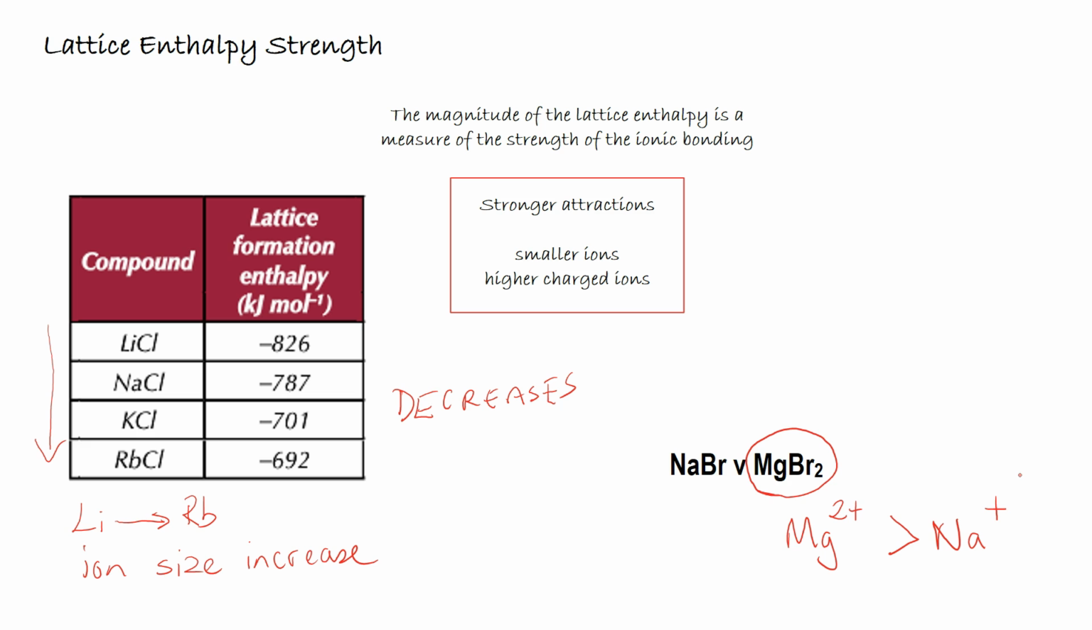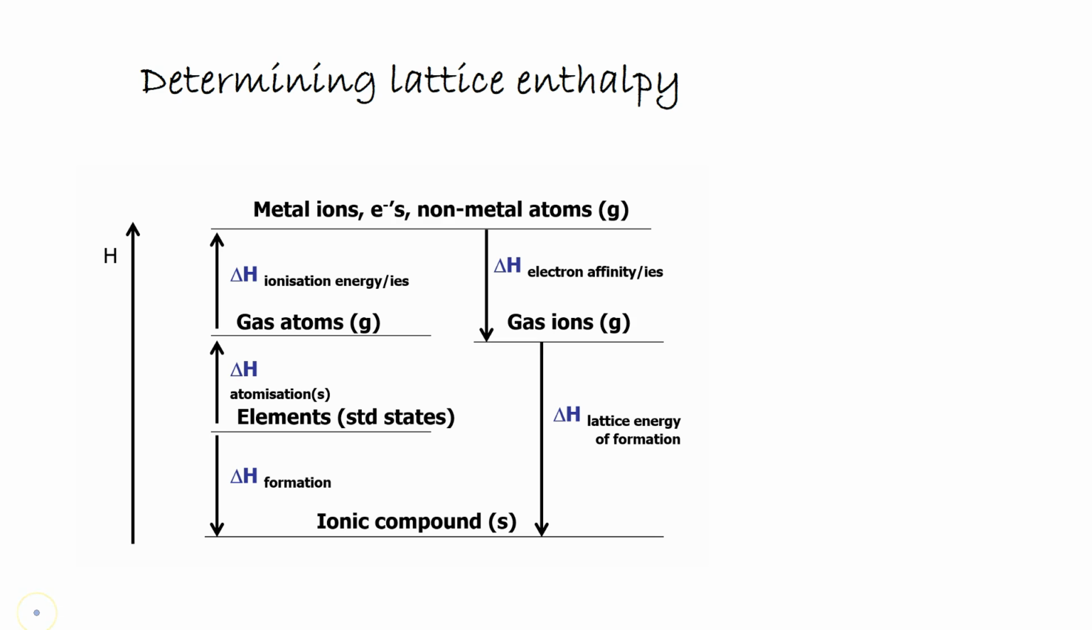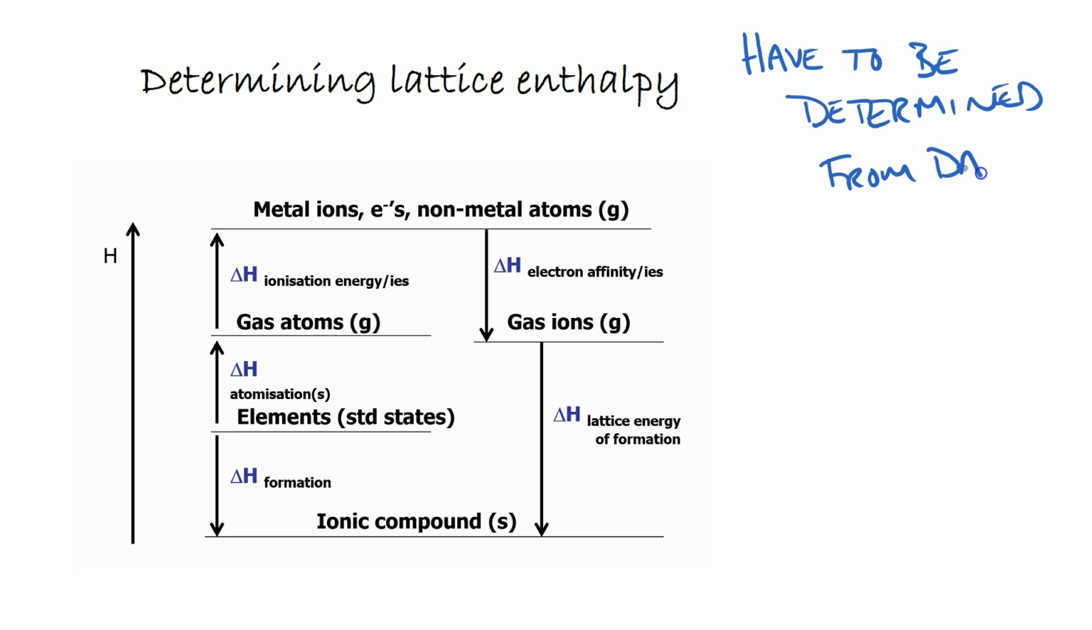Okay, we're now going to have a look at how we measure lattice enthalpies. The first thing to note about the lattice enthalpy is that these have to be determined from data. That's because we can't directly measure the lattice enthalpy of formation or dissociation. It's just impossible to measure that experimentally. And therefore we have to use a measure a bit like Hess's law.